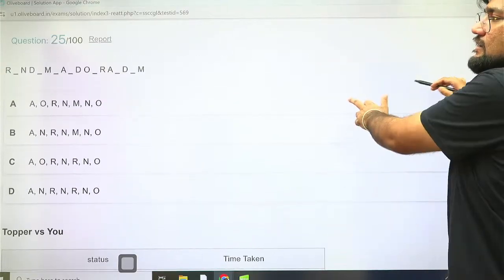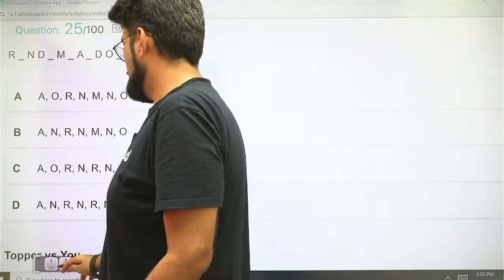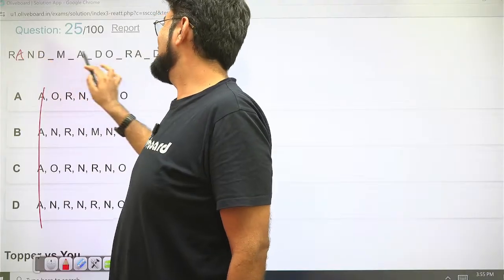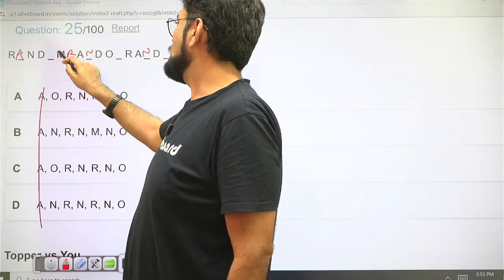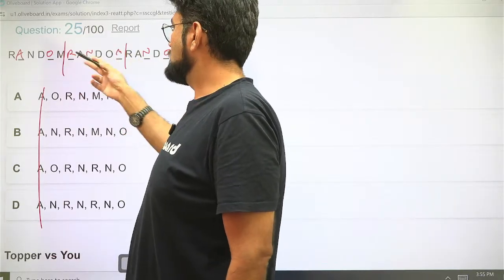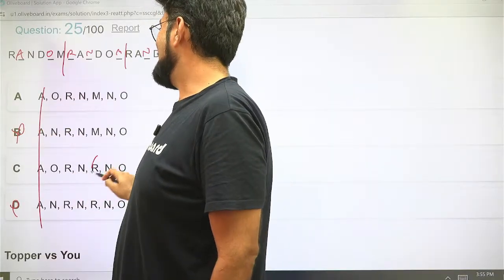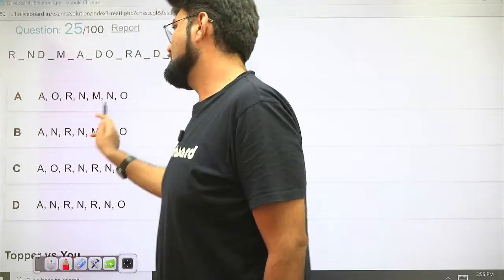Again, complete the letter series. Pillars. You can clearly see the word random is being formed here. And even if you see the vertical option A. Okay. R-A-N-D-O and M. R-A-N-D-O-M. So A-O-R-N-M and M. So option A is the right answer. Cool. Done and dusted.